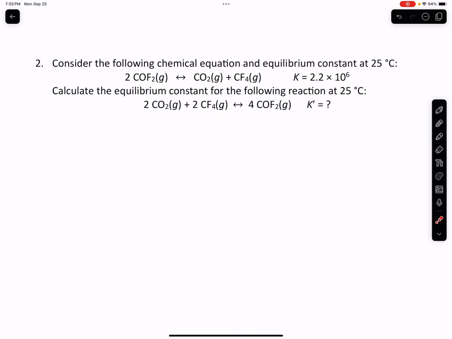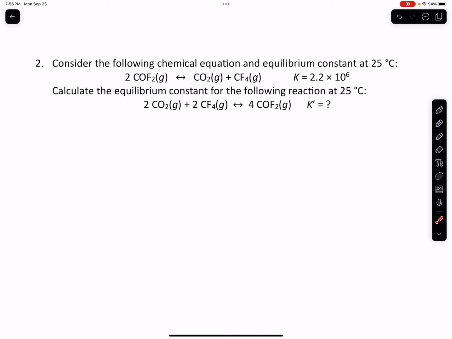So usually when you have a problem like this, the equation given to you and the equation you're supposed to use to find the equilibrium constant for are related in some way. And the key is to figure out what's the relationship between these two. So the first thing is to just look at these two and figure out by inspection what the similarity is.